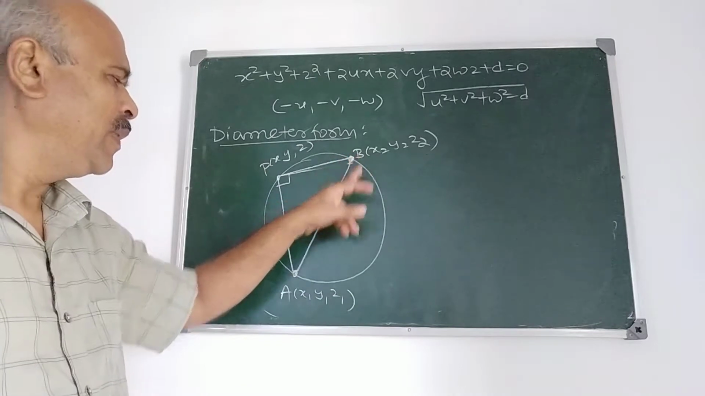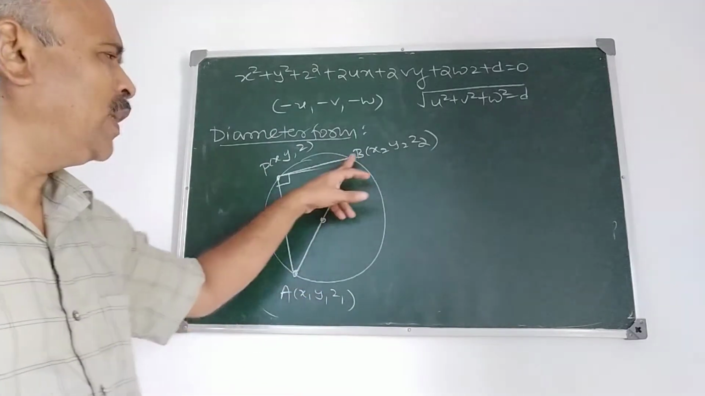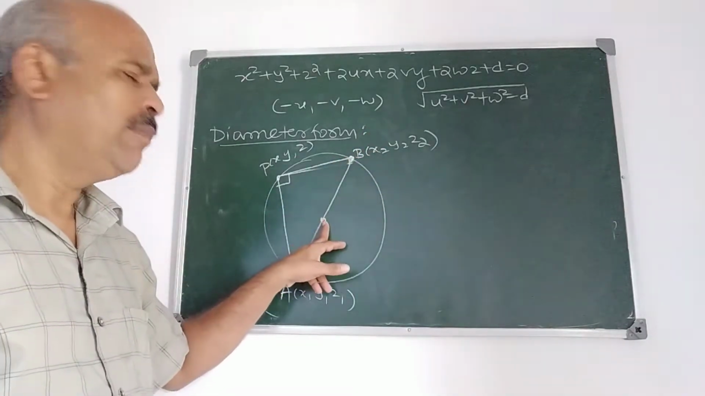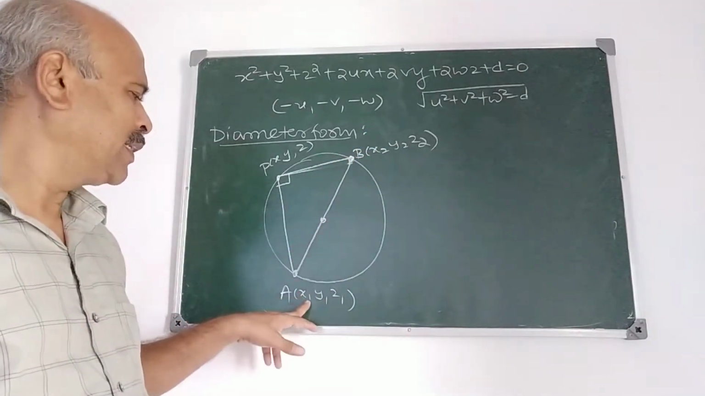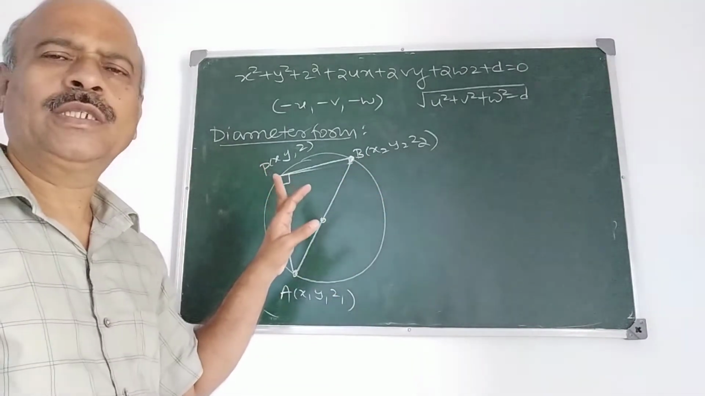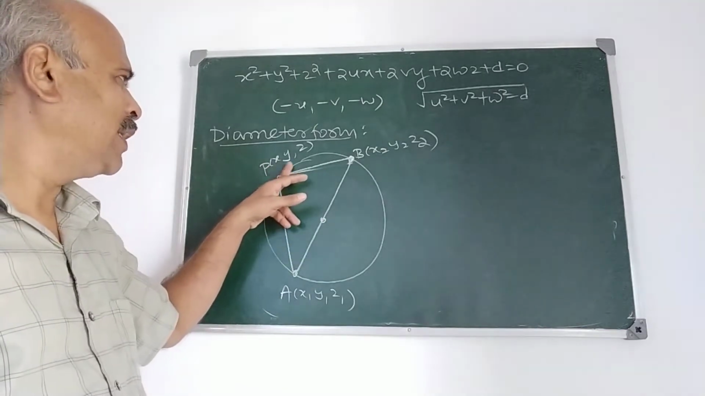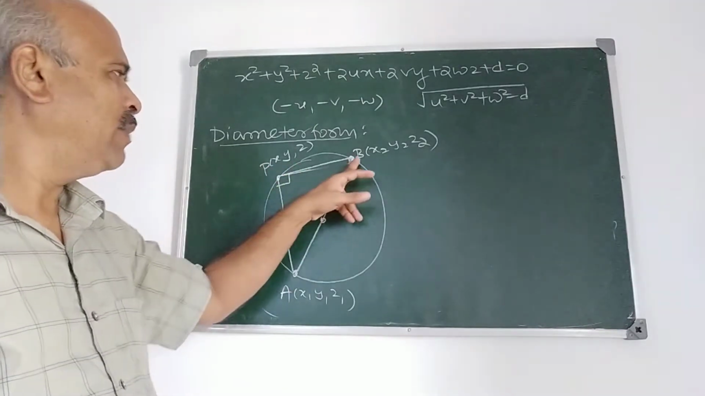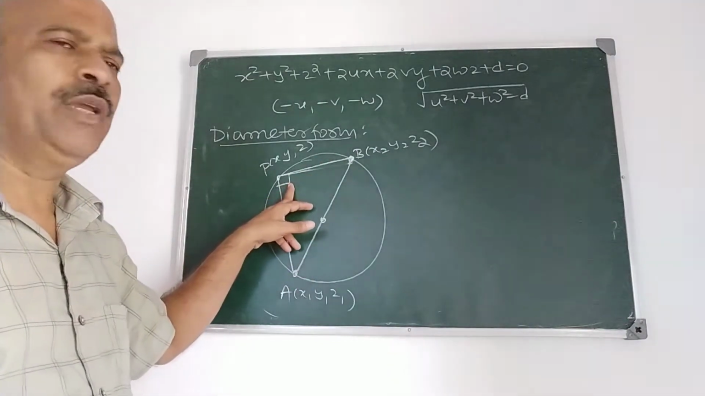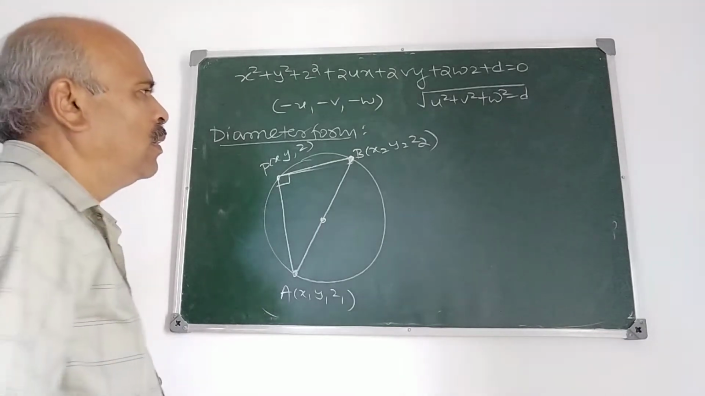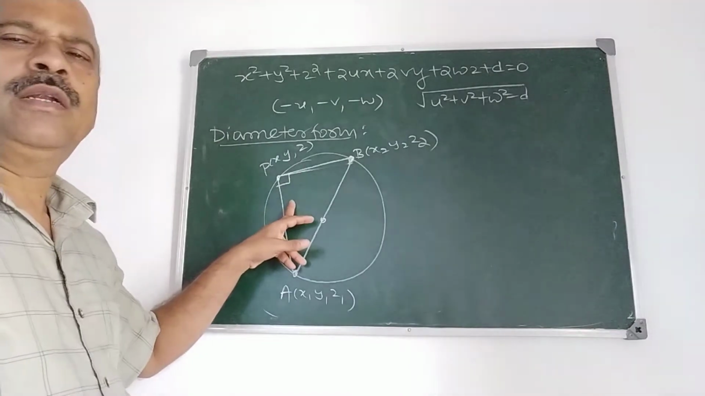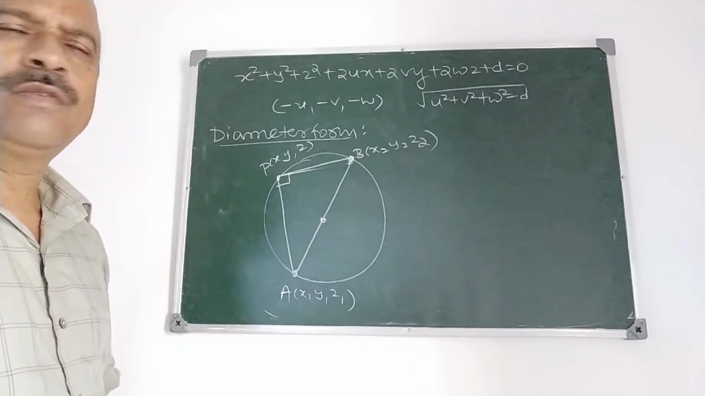What is given here? The ends of one diameter are given. AB is a diameter passing through the center. A is (x1, y1, z1), B is (x2, y2, z2). We have to find out the equation for this sphere. We take an arbitrary point (x, y, z) on the sphere, join AP and PB, then this triangle is right angled at P. Therefore, what is the condition for two lines to be perpendicular? We use that and we will get the equation.